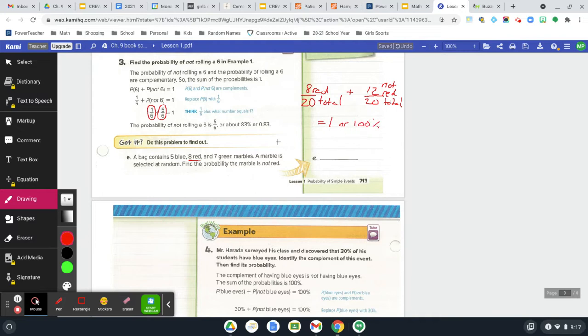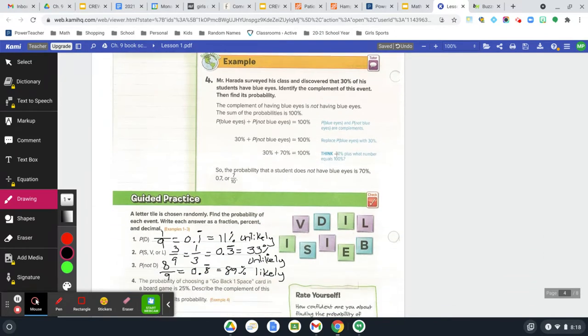Okay, so with us finding the probability that the marble is not red, right here, let me box this in. This is truly where our answer is, right here, 12 out of the 20. But again, since we're talking about complements in this section, we understand the complement of not red is red. 8 are red out of the 20. Again, these two add together to equal 1 or 100%. Okay, let's try another one.